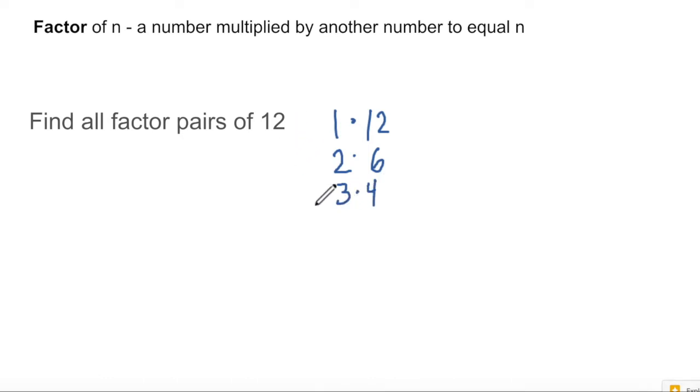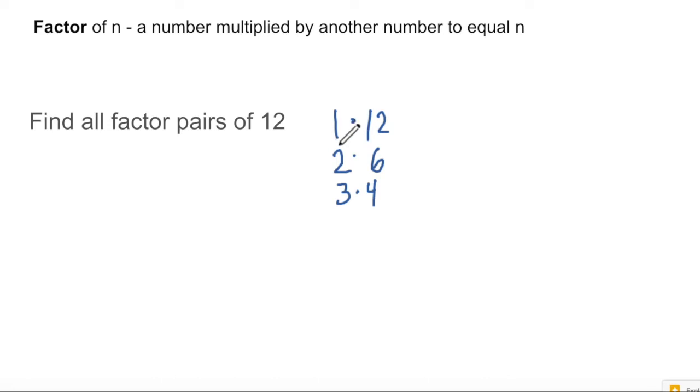And then 4, well, look, we already did 4. 4 times 3. 5, no. 6 we already did, 6 times 2. So we're at the halfway point. When we get to the halfway point, that's pretty much where it stops because we've already done that. So those are all the factors of 12. That's all the positive factors of 12.